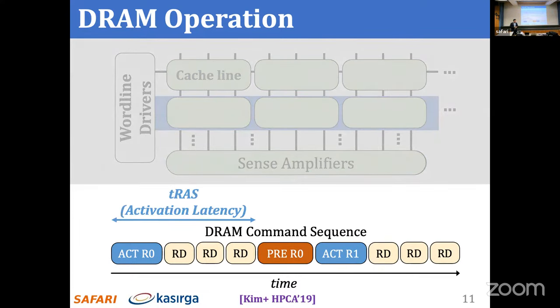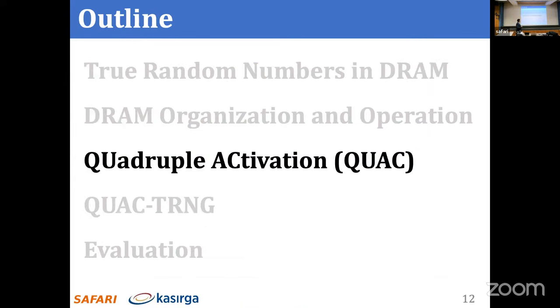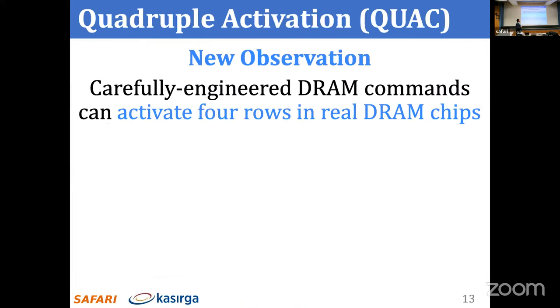Now, two key timing parameters. The first one is called the activation latency, or tRAS. This dictates the amount of time you need to wait between successive activate and precharge commands. And the other one is the precharge latency, or tRP. And this is the minimum amount of time that we must wait between a precharge command and the following activate command. Now I can describe what we observed in real DRAM chips.